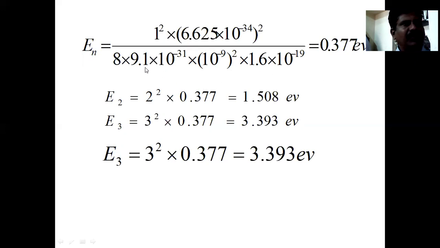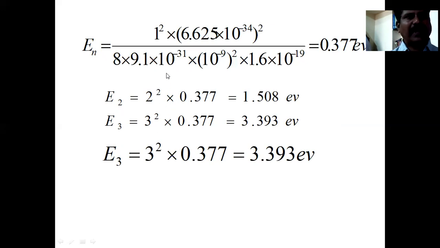So 8 into 9.1 into 10 to the minus 31, the nanometer is 10 to the minus 9, whole square, and you have to multiply by 1.6 into 10 to the minus 19 coulomb. So we will get 0.377 electron volts. This is the energy of that particle in the first state, in the ground state. Okay. So therefore, in the second state, it becomes what?